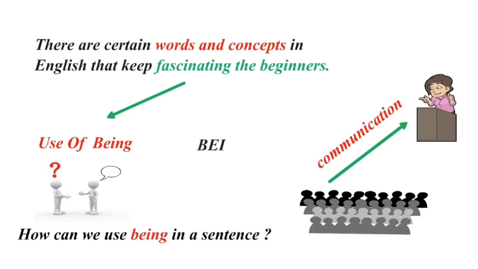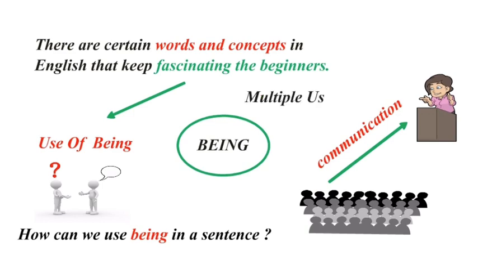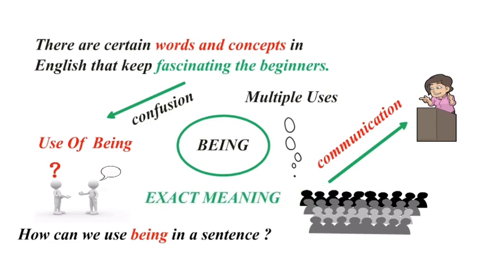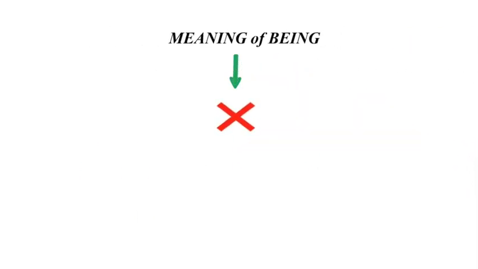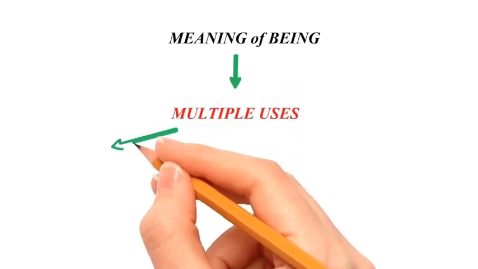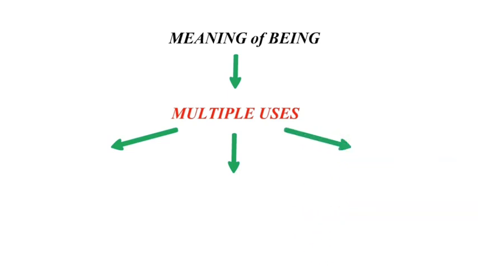in a sentence?" Guys, your confusion is very much obvious since we have a lot of usage of being in English grammar. And that makes you confused to find out the exact meaning of being every time you hear someone using this word. So basically there is no one exact meaning of the word being. But yes, there are multiple usage of being that you can learn and can use in your conversation.